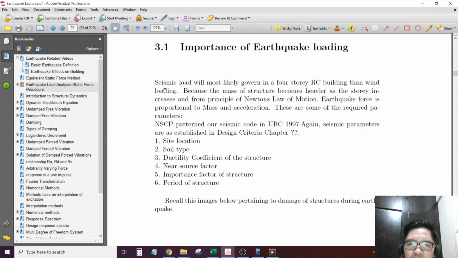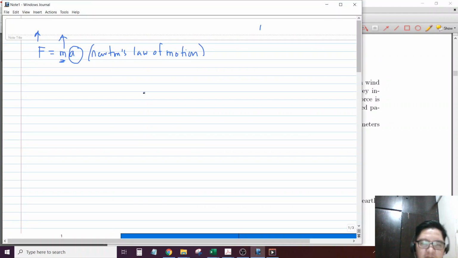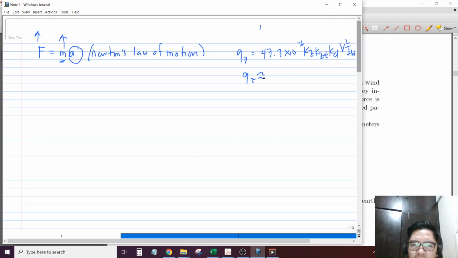Sa mga lecture ko before, take note, ang wind loading, ang formula niyan, if I remember correctly, ay qz equals 47.3 times 10 to the negative 6 yata, Kz, Kzt, Kd, V squared, I, w, I. Okay. And it turns out, on the average, ang value nito is just about 2 to 3 kilopascal. Yan lang, no? 2 to 3 kilopascal.